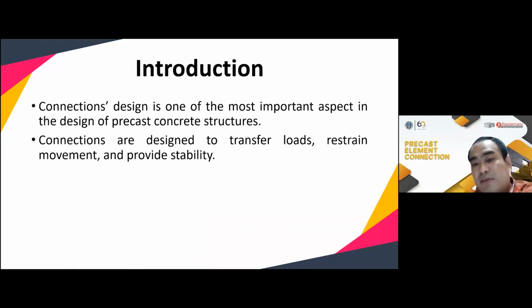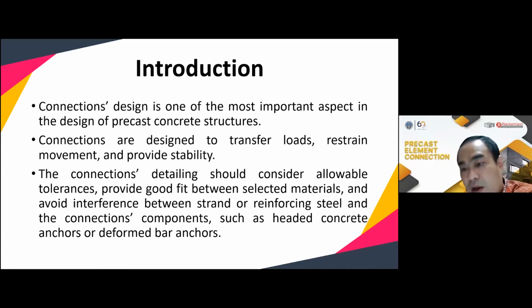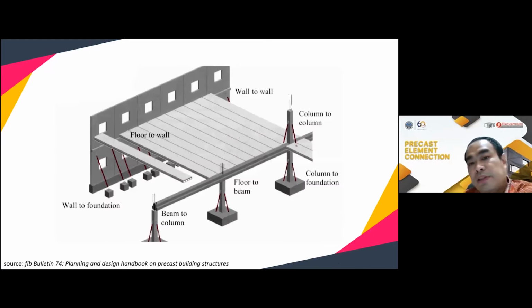The connections are designed to transfer loads, restrain movement, and provide stability. I think that's clear. The connection detailing should consider allowable tolerance, provide good fit between selected materials, and avoid interference between strand or reinforcing steel and the connection components such as headed concrete anchors or deformed bar anchors. There are many types of connection in a particular precast concrete structure: floor to wall, wall to wall, column to column, column to foundation, floor to beam, and beam to column.